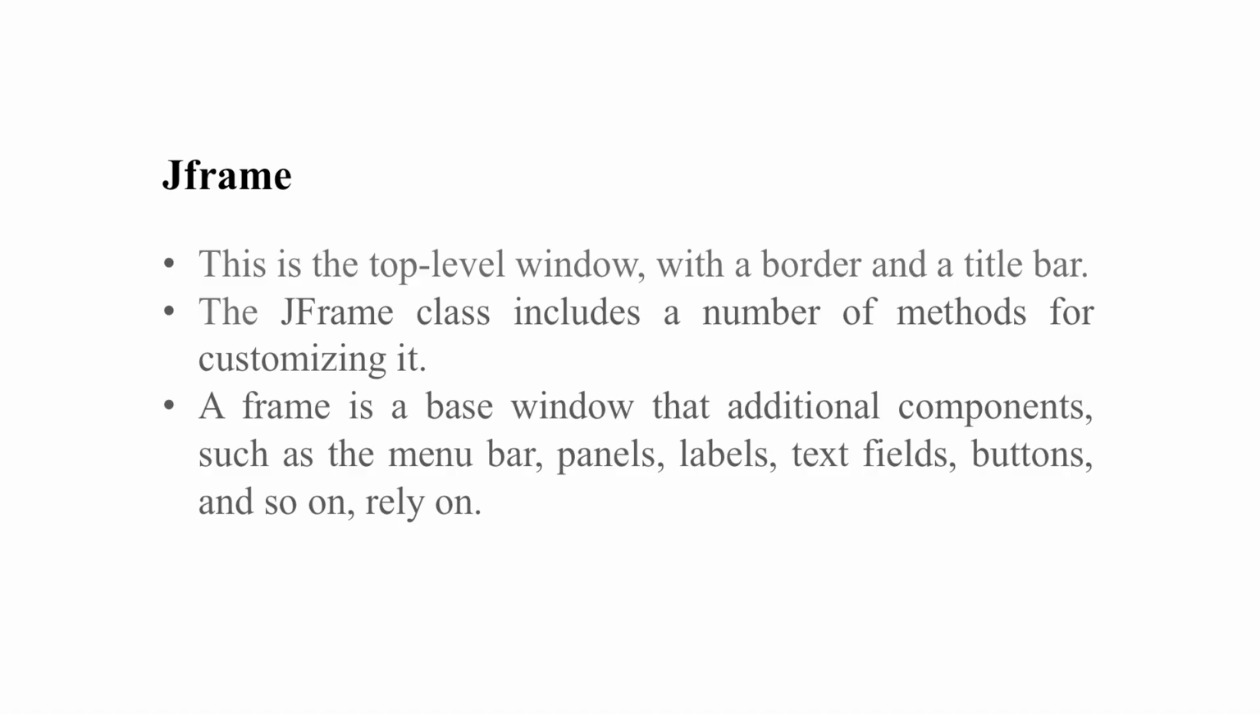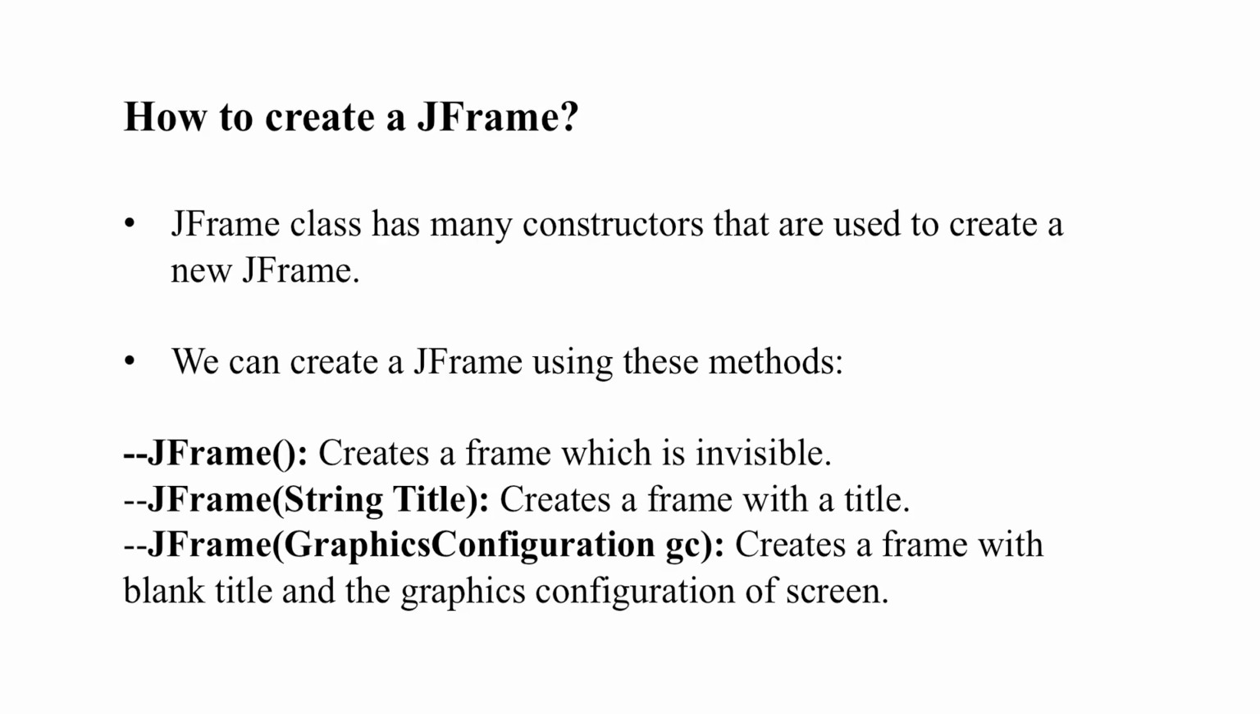Now JFrame, this is again another component of Java Swing. It is a top level window with a border and title bar. This is basically a frame like a window. We can customize JFrame in different ways, and this is a base window. Like there is a menu bar, slide bar, labels, text fields and buttons. How to create this JFrame?